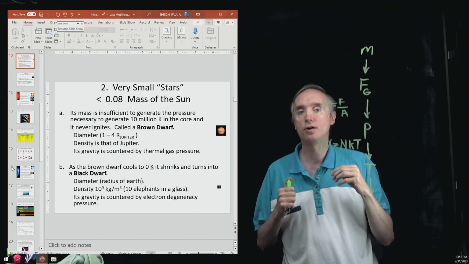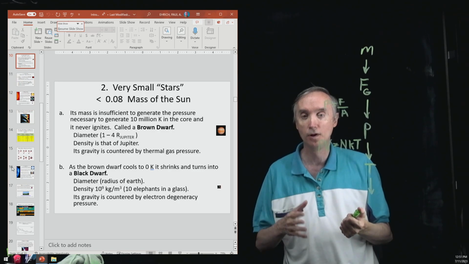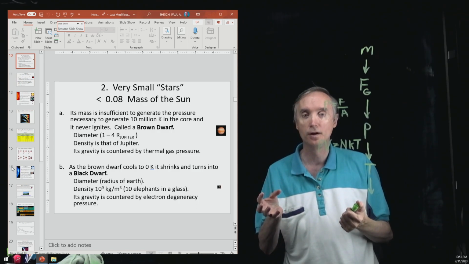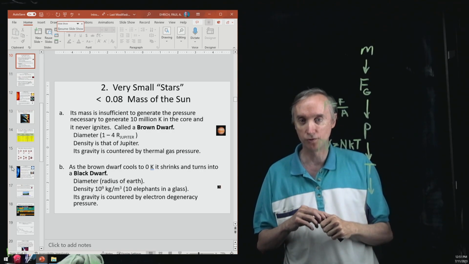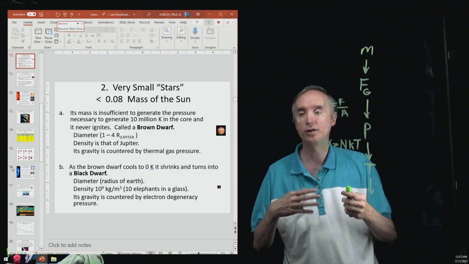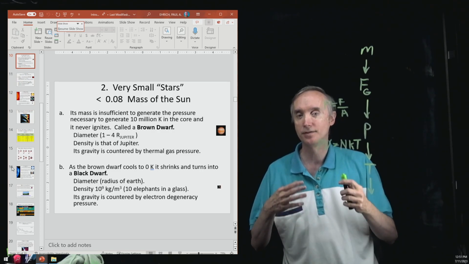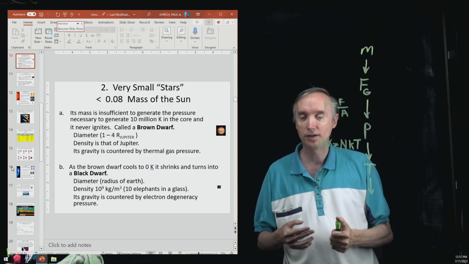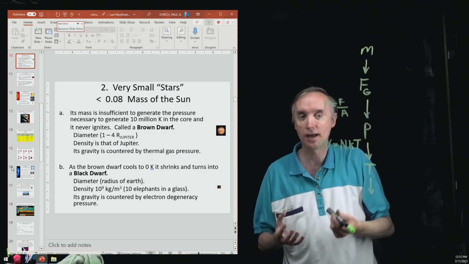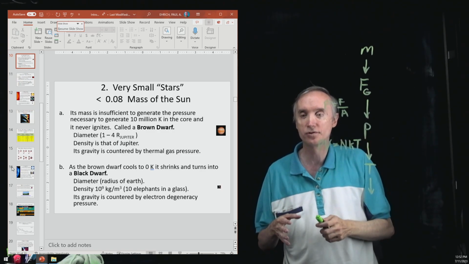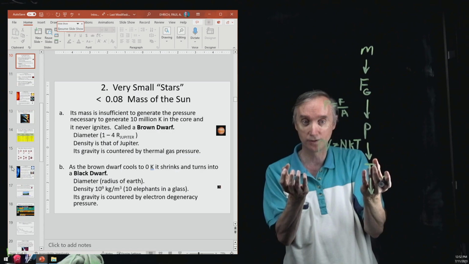So this object is going to be called a brown dwarf. It's going to have a diameter of anywhere between 1 times the radius of Jupiter up to 4 times the radius of Jupiter. So Jupiter we can consider to be an example of a brown dwarf. Now there are some astronomers that say no, that's not true, because Jupiter is in orbit around the sun and is a planet, whereas these brown dwarfs need to form at the same time as the sun does.